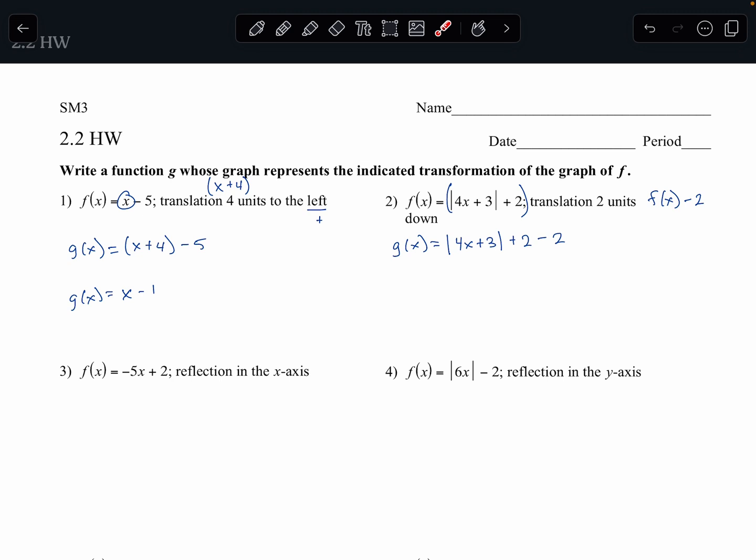Okay, now we just have to simplify it. So those values right there, we can combine. Remember that we can't combine these with any values inside here. These have to be kept alone. So plus 2, minus 2, those are going to cancel. So we're going to end up with g of x is equal to the absolute value of 4x plus 3, and then nothing on the outside. So this function right here from its parent function was up 2, but then we shifted it down 2, which would make sense. So now there's no vertical translation from the parent function.